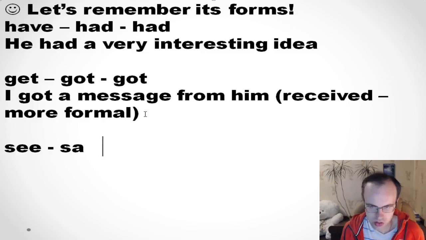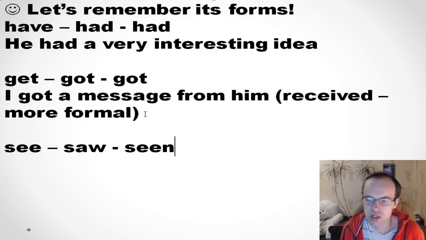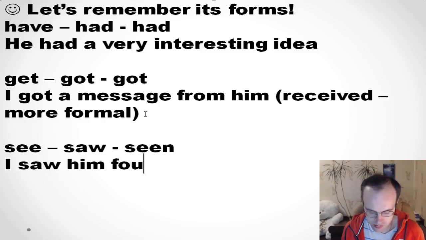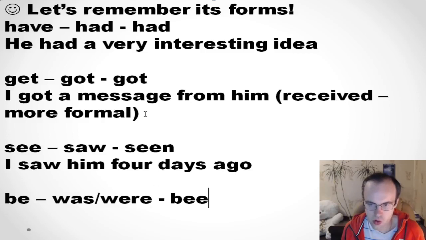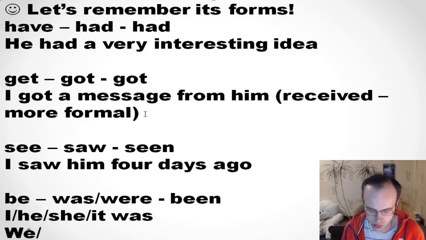See, saw, seen. I saw him 4 days ago. And be, I hope you remember that we use was, were, and been. When do we use was? With I, he, she, it was, and were with we, you, they.